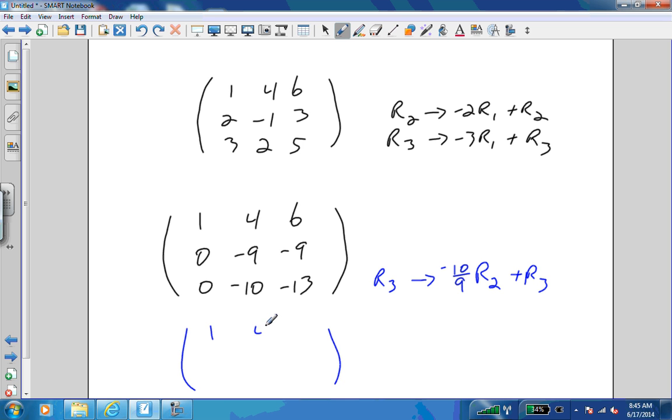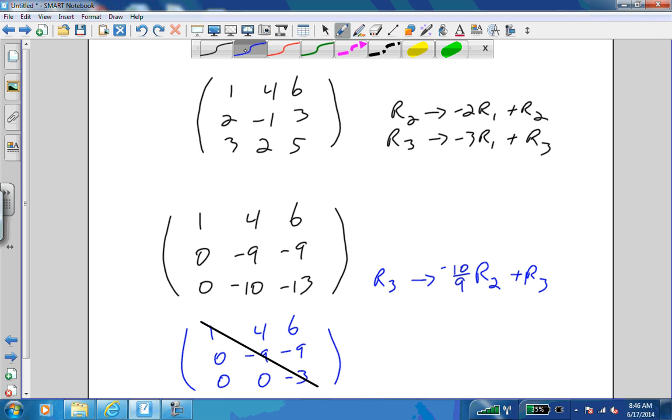So our first row stayed the same. Our second row stayed the same. Our third row, if we do -10/9 times a 0 plus a 0, we get a 0. -10/9 times that gives us a +10, minus 10 is 0. And then here, if we do that times -10/9, we get 10 minus 13, so -3. So notice here, we have an upper triangular matrix.